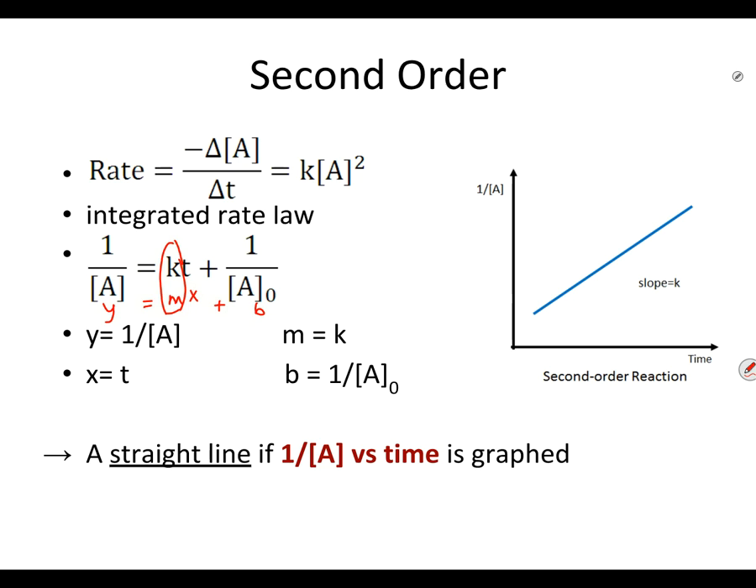So you can see that the graph of 1 over the concentration of A versus time, it is a positive slope, and that does give us our rate constant k, if we can find that slope there. So a straight line if 1 over the concentration of A versus time is graphed, and that can help you prove that something is second order.